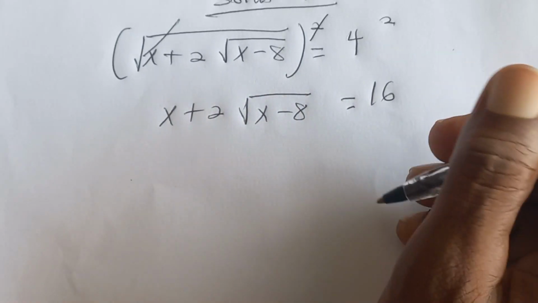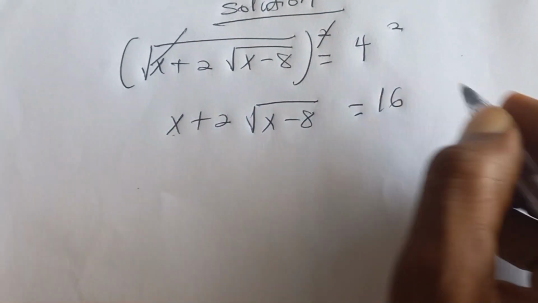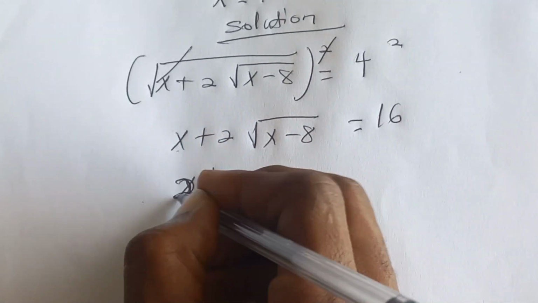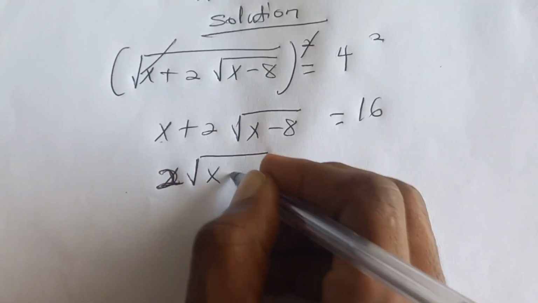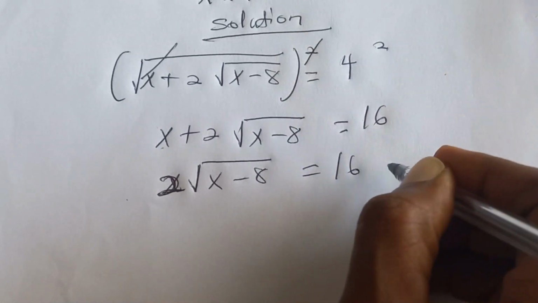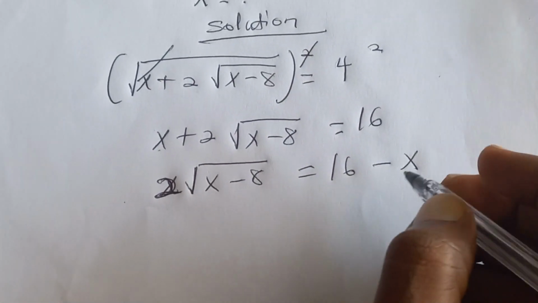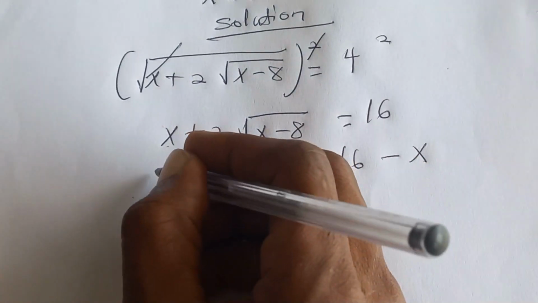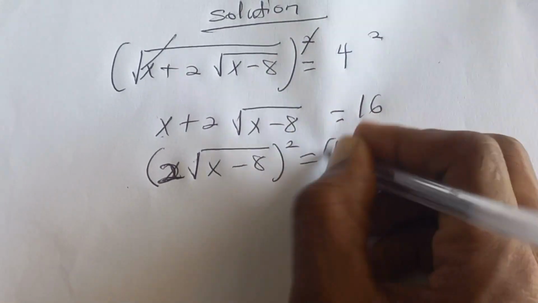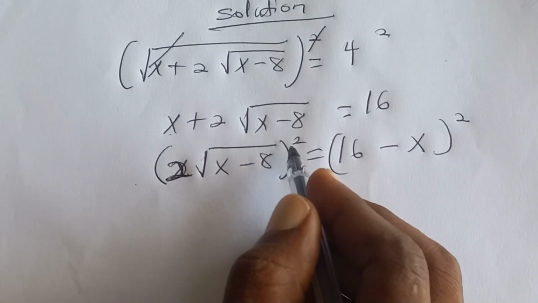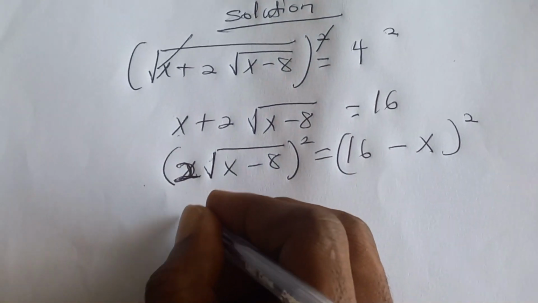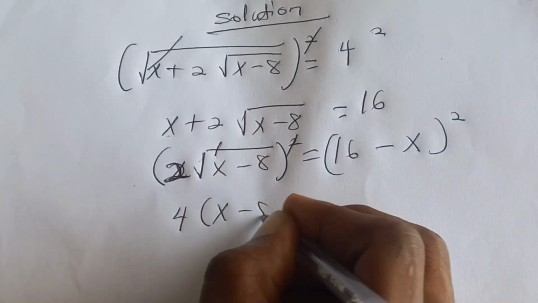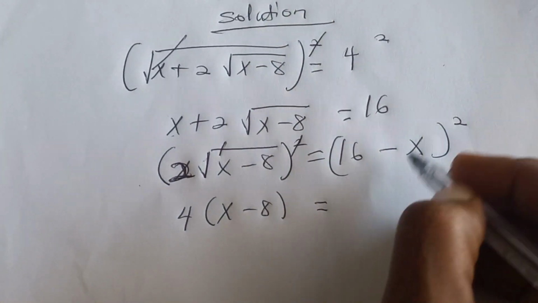Now we will send this here, leaving the root, so 2 root x minus 8 is equal to 16 minus x. Let us try to omit this square root, so by doing that, we have to square both sides again. 2 squared is 4, and this square will cancel here, so it is 4 times x minus 8, and it's equal to this.